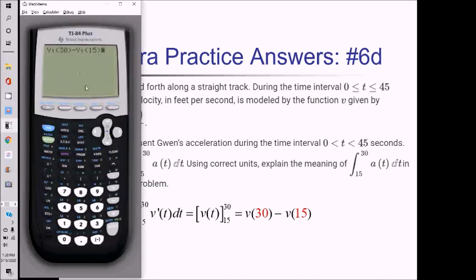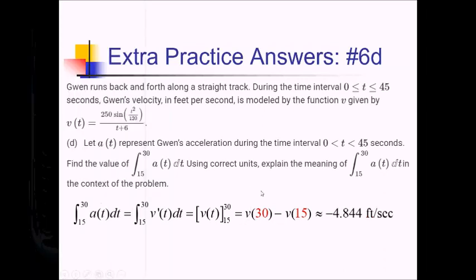So to do that, I have my v function stored as y1. So I just did alpha trace y1 parentheses 30, and the same thing with parentheses 15, equals negative 4.844. Now the units on these are going to be in terms of velocity. I'm doing velocity minus velocity. So this is going to be feet per second units.